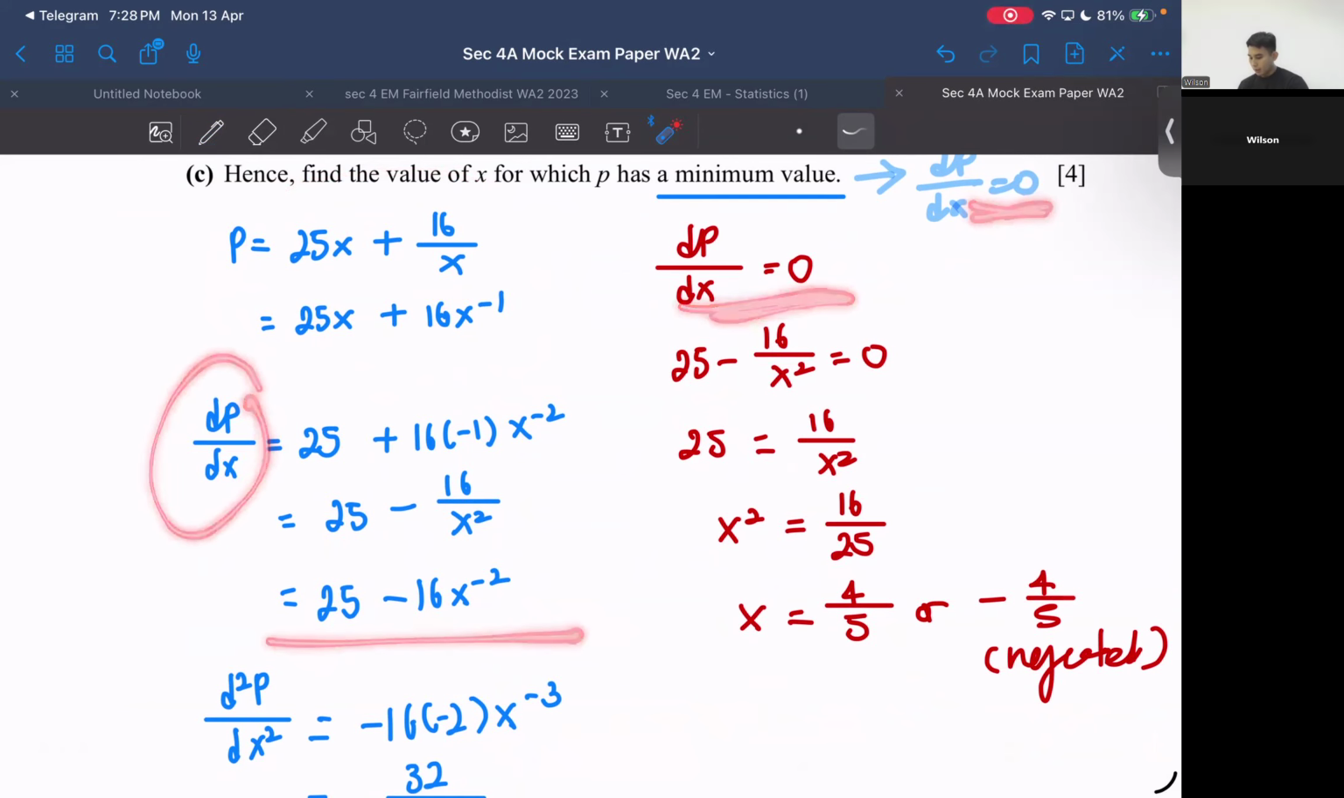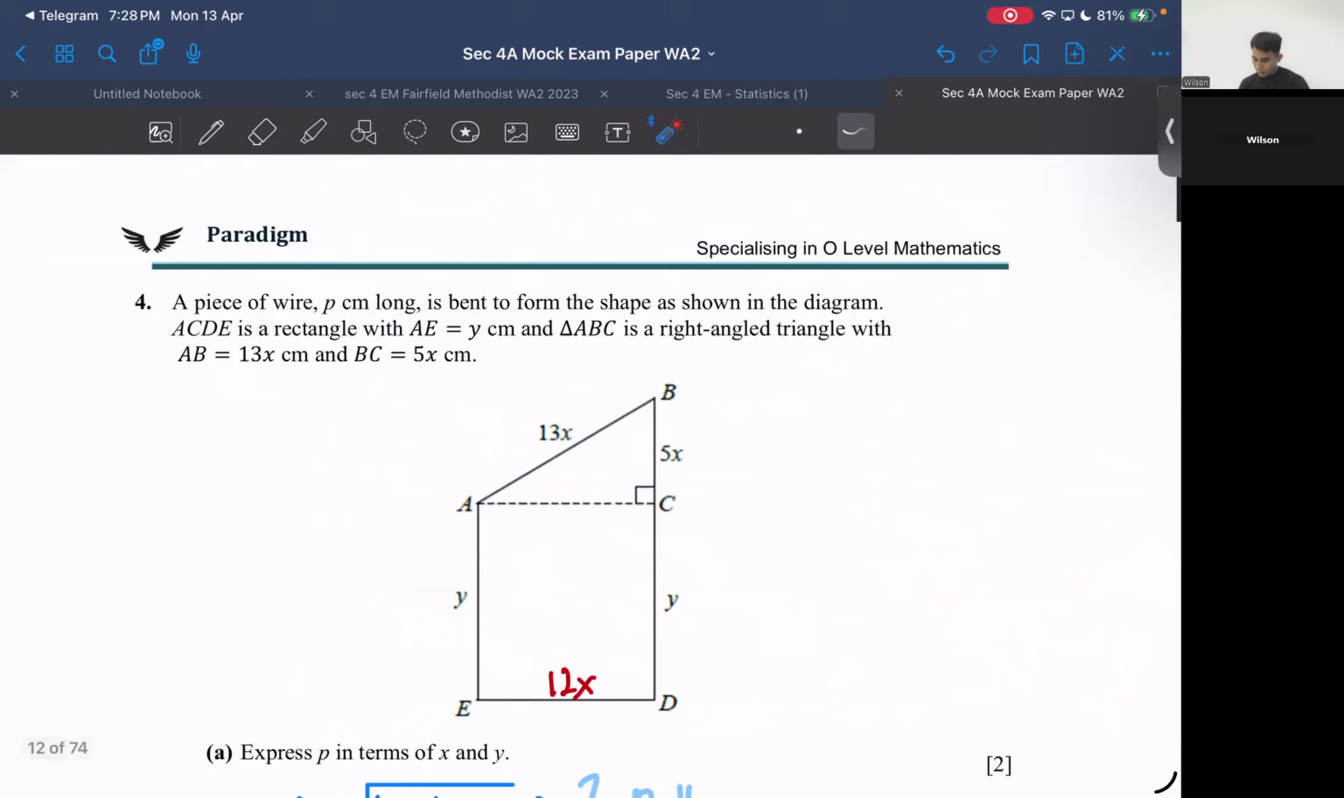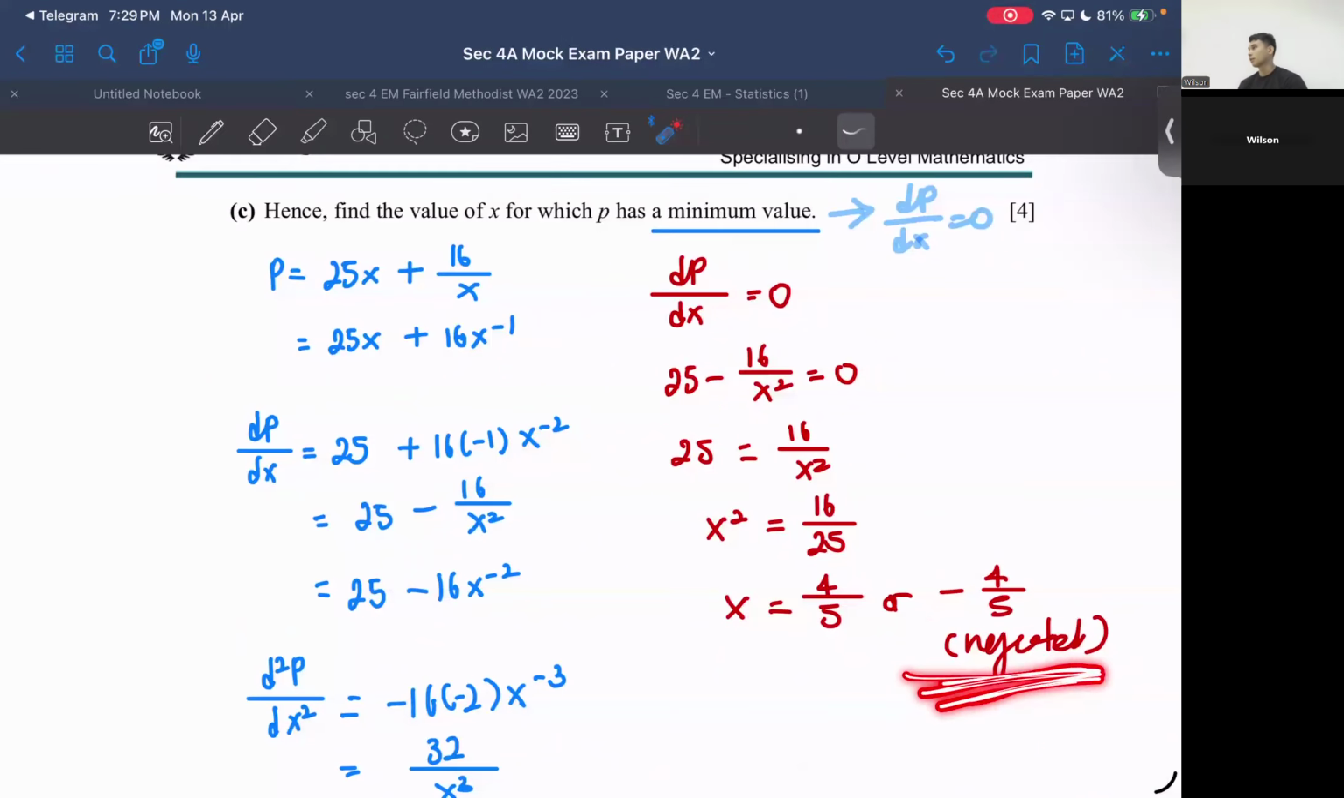I have this one, 25 minus 16x squared equals 0. So 25 equals 16x squared. x squared is equal to this. Now I have two x values. One of this and another one is negative. Now you must reject this. If you didn't reject this, this will be a mark gone, because having a negative x value will make no sense in your dimension, right? Because your dimension over here is 13x. If your value is negative 4 over 5, then this one becomes a negative dimension. So in this case, I need to reject this negative 4/5.